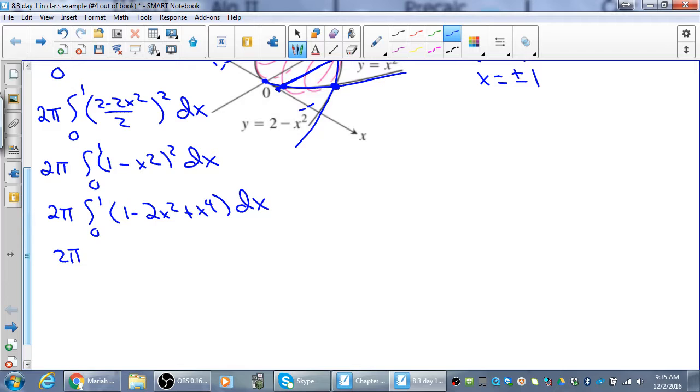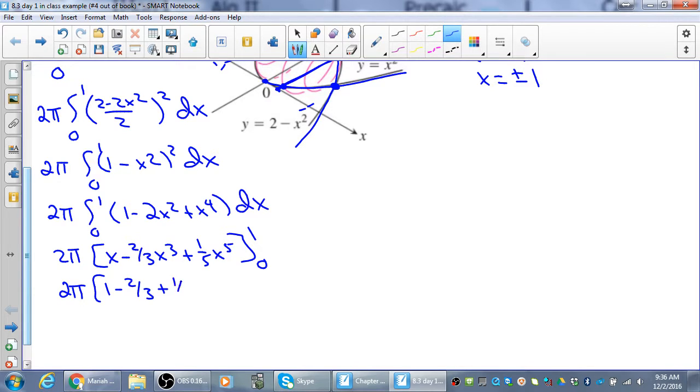We have 2 pi times x minus 2/3 x to the 3rd plus 1/5 x to the 5th, integrating from 0 to 1. So there's the integral of the polynomial. If you're left with a polynomial, I encourage you to use your calculator, unless you think you need some practice integrating this stuff by hand. That's up to you. That's going to be 1 minus 2/3 plus 1/5. We do have to plug 0 in, but that gives us 0. There's no cosine of 0, no e to the 0, so I'm not worried about anything not being 0.